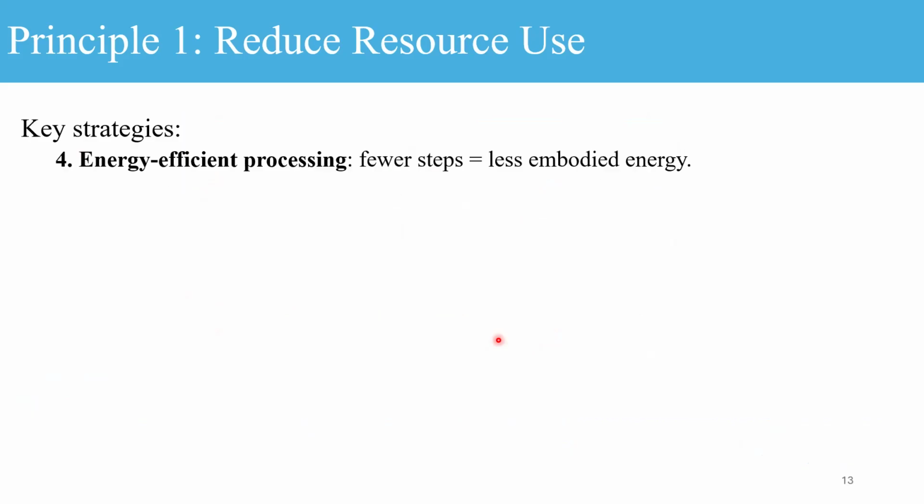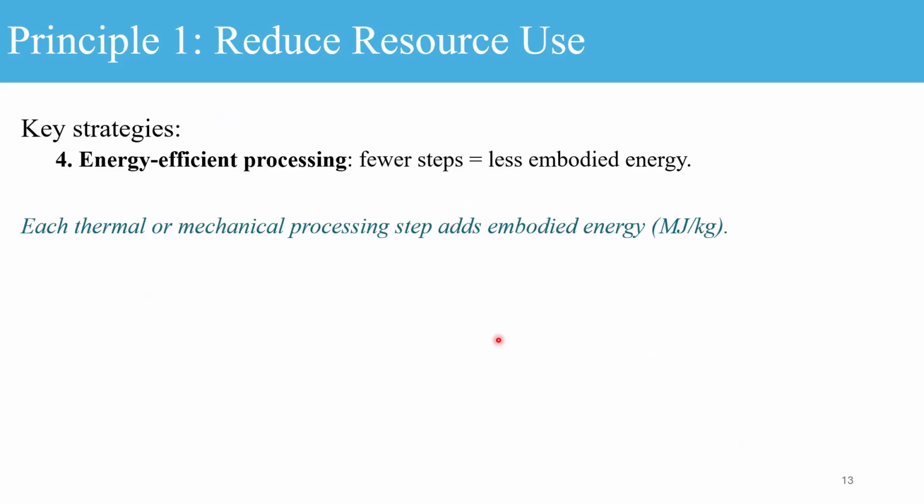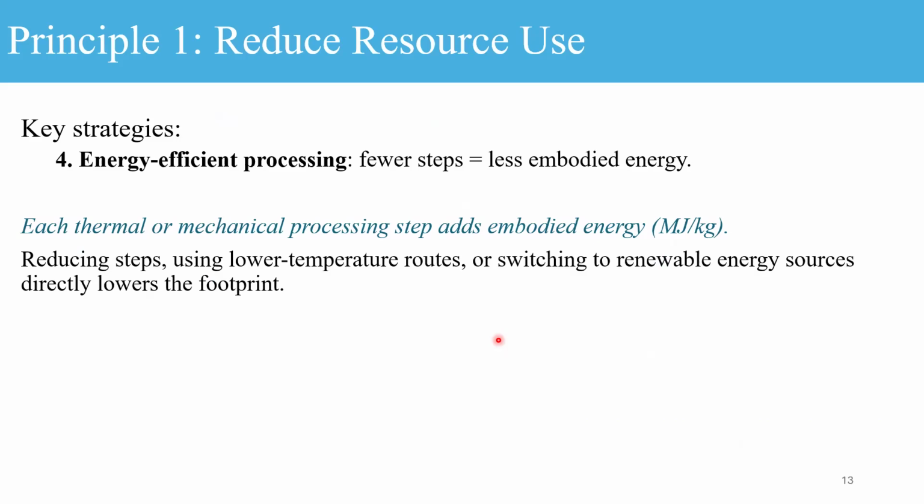The fourth key strategy to reduce the resource use is using energy efficient processing. Basically, as I discussed earlier, if you can come up with fewer steps or processing techniques that require less embedded energy, you'll reduce the resource use. Each thermal or mechanical processing step adds embodied energy, which is usually measured in megajoules per kilogram, and reducing steps, using lower temperature routes or switching to a renewable energy source directly lowers the footprint of the energy use.